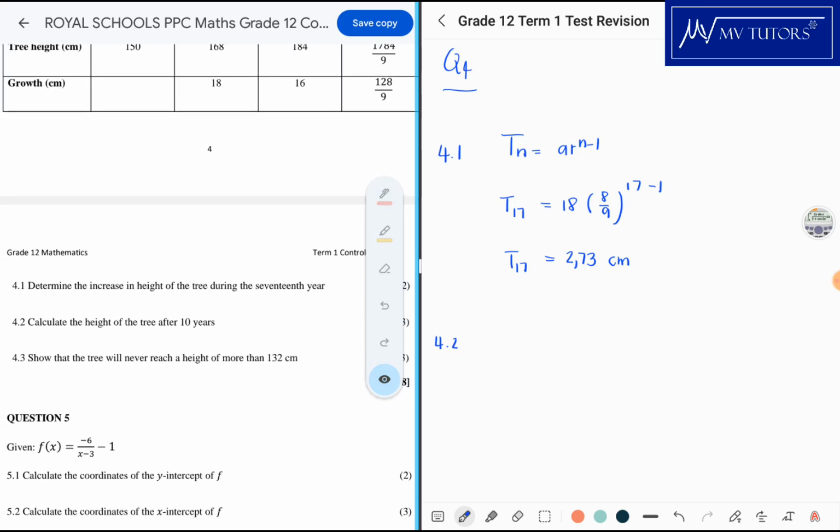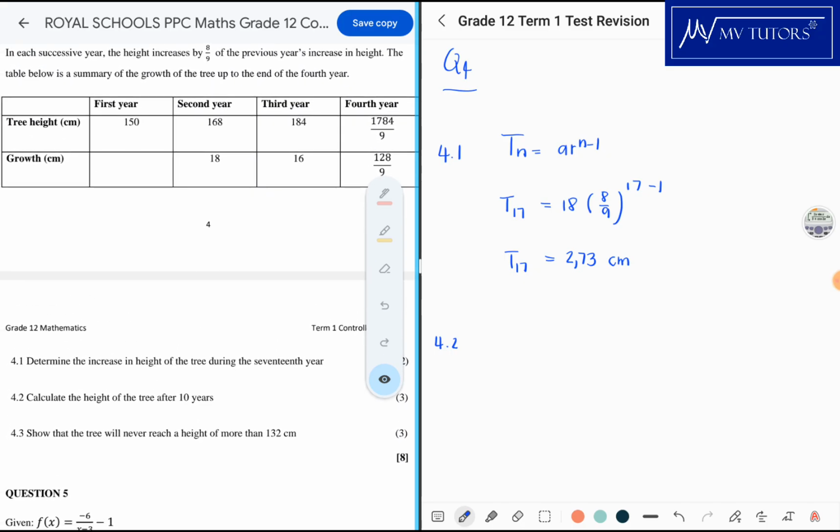Okay, now it says calculate the height of the tree after 10 years. So they're not asking about growth, but they're asking about the height of the tree after 10 years. Remember, year 1, it was 150 centimeters. Year 2, it was 168 because we added that growth of 18 centimeters. Okay, year 3, it was 184 centimeters because we added the 16 centimeters.